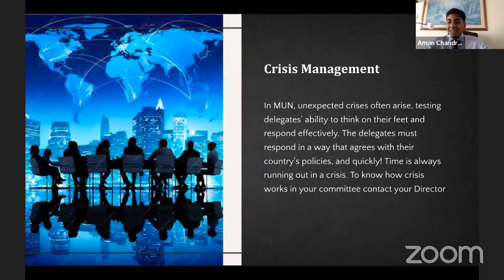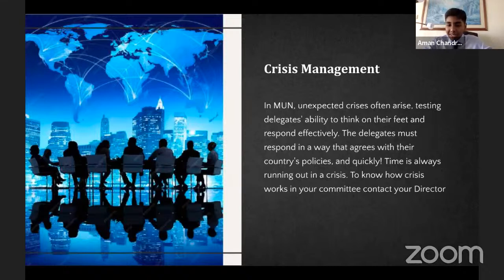Now, moving on, we have crisis management. Crisis management is by far the most exciting part of an MUN. As Fadil and I have both experienced in the past, it really gets the blood flowing through your body, because there are constant crisis updates where they bring in unexpected scenarios and test your on-the-spot thinking capabilities.